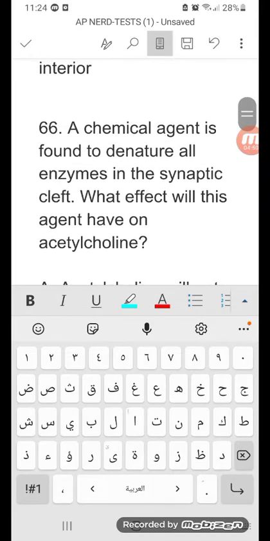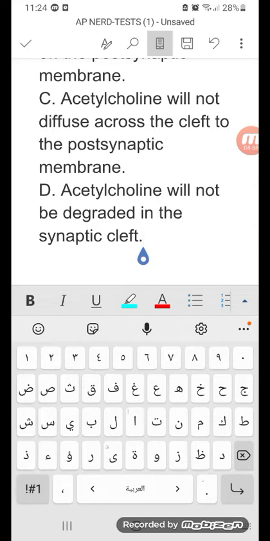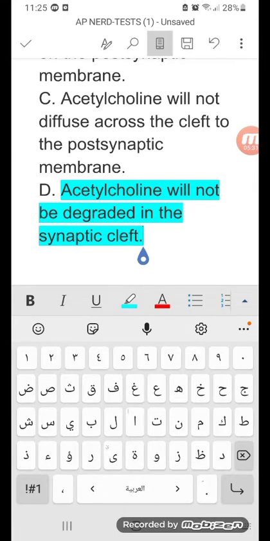This is a tough question. Okay, acetylcholine will not be degraded in the synaptic cleft. Why? Because the chemical we added will break down enzymes. Acetylcholine esterase, which is an enzyme that breaks down acetylcholine, will be denatured. If the acetylcholine esterase is denatured, acetylcholine will not be affected. So acetylcholine will not be degraded in the synaptic cleft.